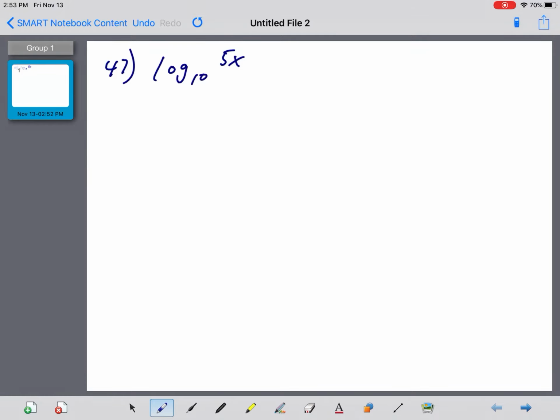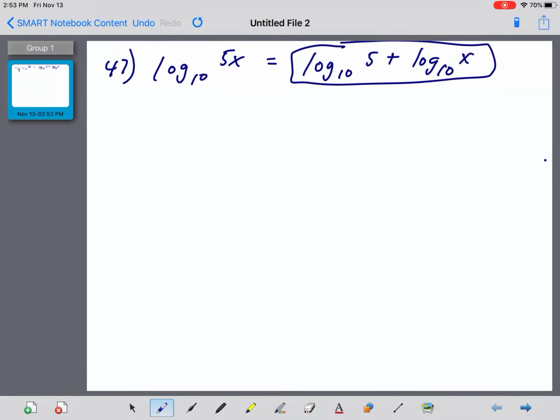Multiplication turns into addition when you rip apart a log. So this would be log base 10 of 5 plus log base 10 of x, and that's it. You're done. Okay, so multiplication rips apart into two separate logs as addition.